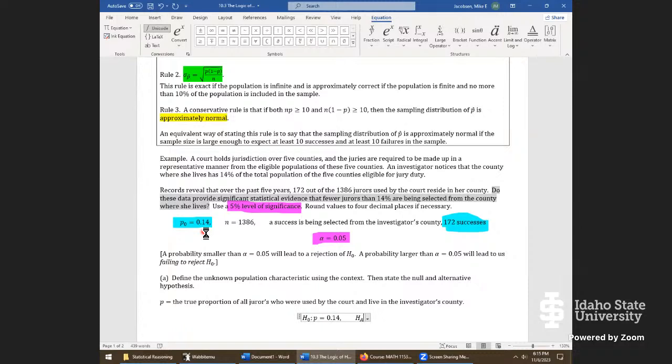Next portion is the alternative hypothesis. The null, just as a reminder, is always easy. If you found the value that's going to be tested, you're always going to put equality right here. The alternative hypothesis has to be fine-tuned to what they're really wanting to investigate. So the question said once more, do these data provide significant statistical evidence that fewer jurors than 14% are being selected? Because they said the word fewer, would that be P is the less than symbol or the greater than symbol or a not equals? Exactly, with fewer, we'll go with less than right here.